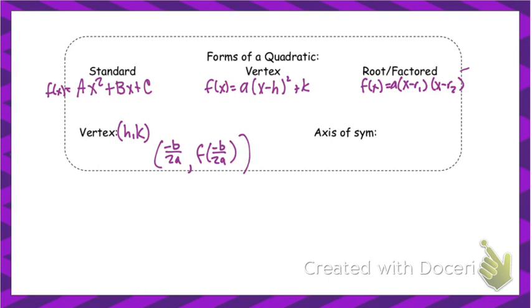Axis of symmetry is just where the x-coordinate of the vertex is. So it's either h if you're in vertex form, or if you're in standard form, it's the negative b over 2a.